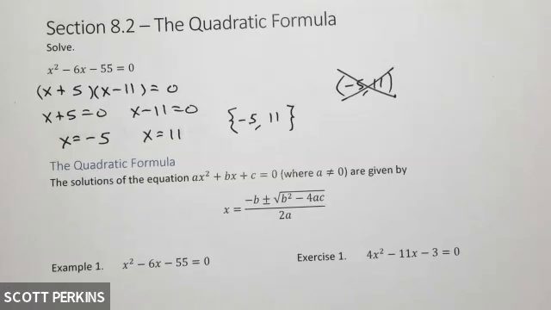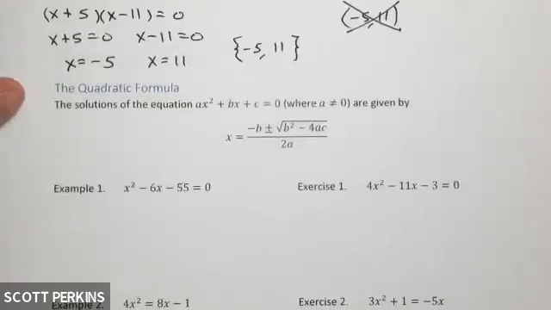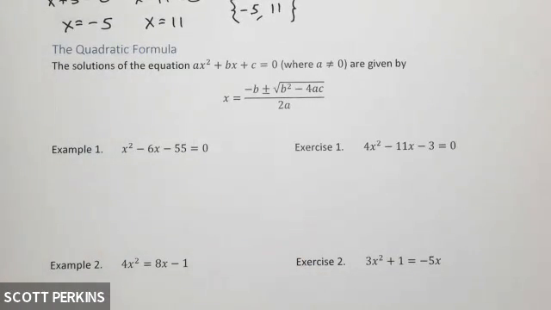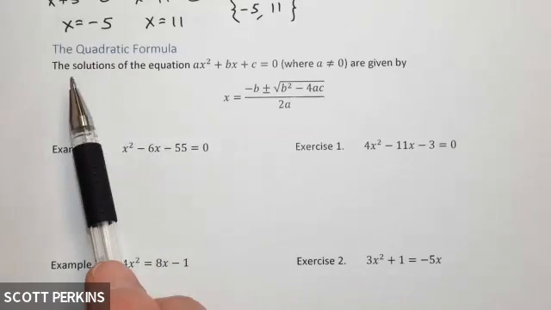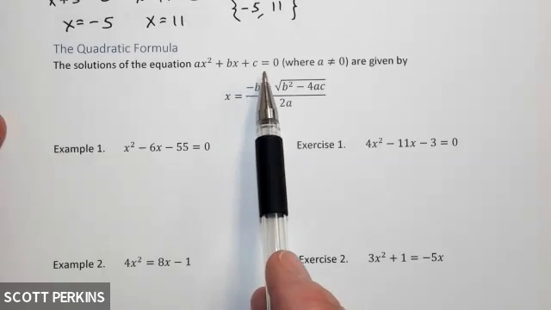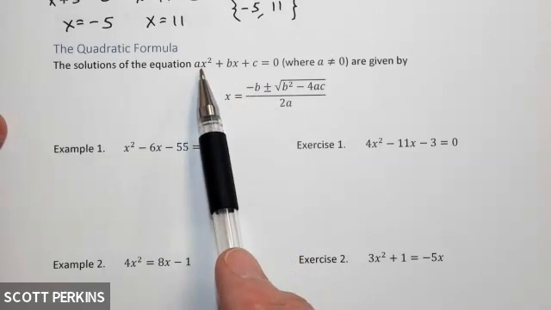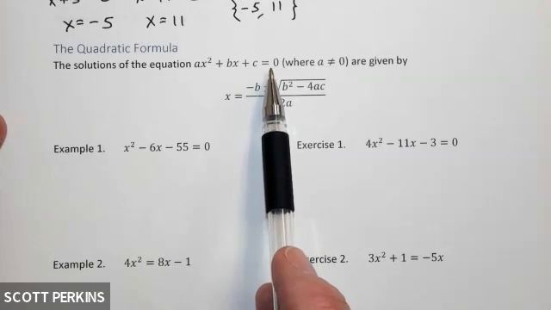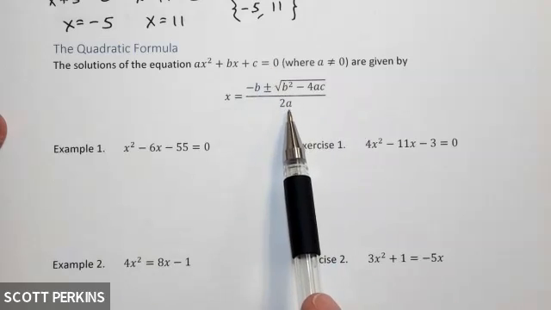Okay, so the problem then comes, what happens if I can't factor my quadratic? Can I solve it? Well, up till now you can't, but now you're going to be able to. So here is what's called the quadratic formula. And the quadratic formula says this: the solutions to ax squared plus bx plus c equals 0. So that's a quadratic equation in standard form. It has to be equal to 0, are given by this format right here.